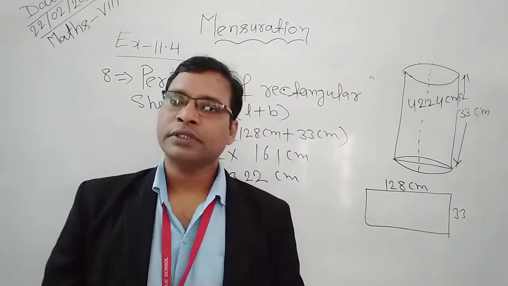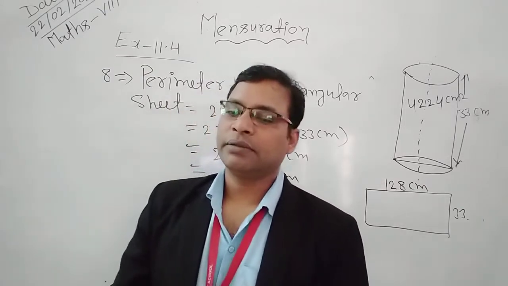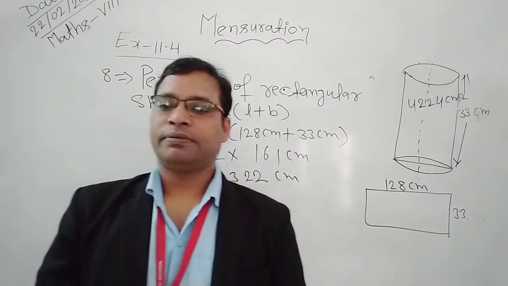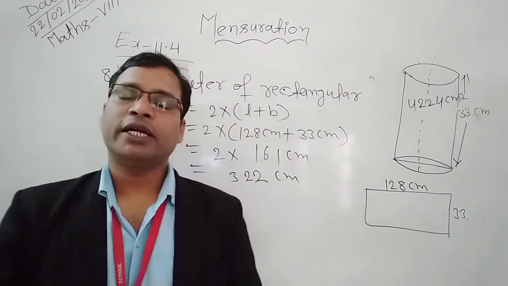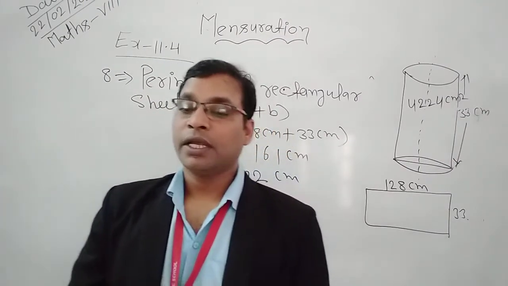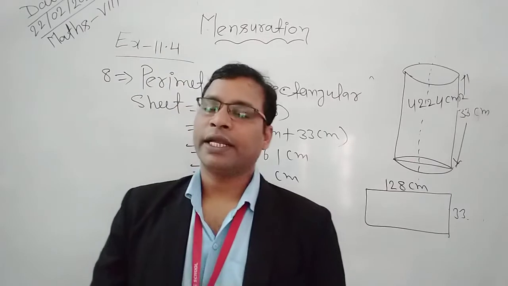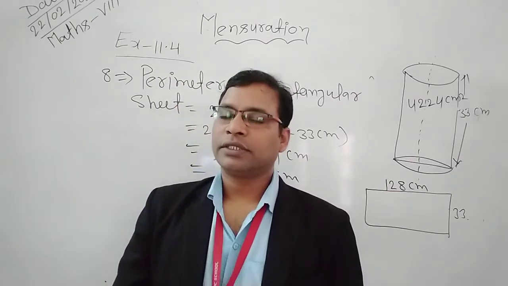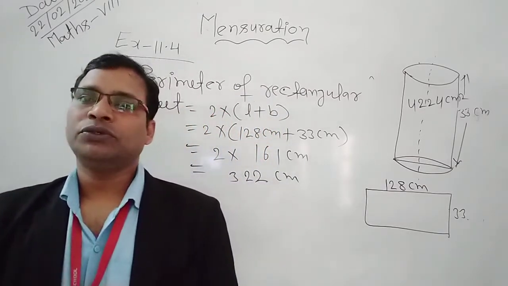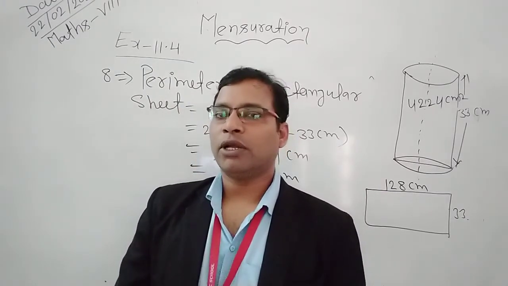Now we are going to discuss the next question, question number 9. In question number 9, it is given that the length, breadth and height of a cuboid are in the ratio 7:6:5. If the surface area of the cuboid is 1926 centimeter square, find the volume of the cuboid. Ratio of length, breadth and height is given here, 7:6:5, and surface area means total surface area of the cuboid. You need to find the volume of the cuboid.